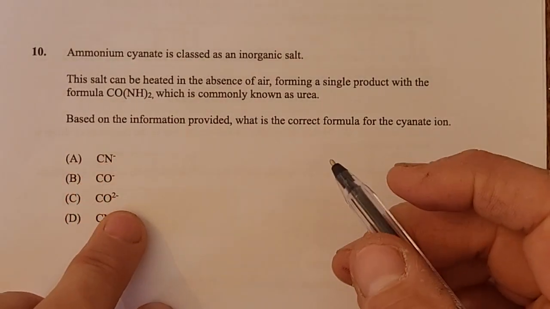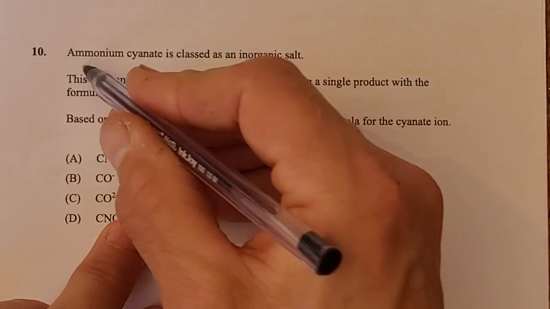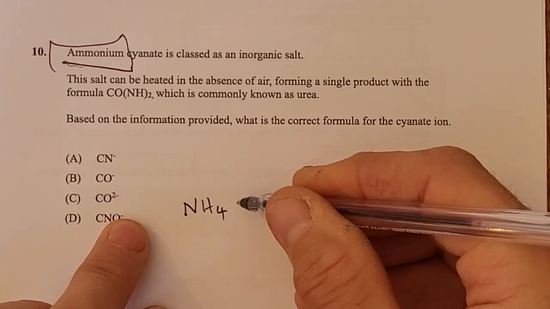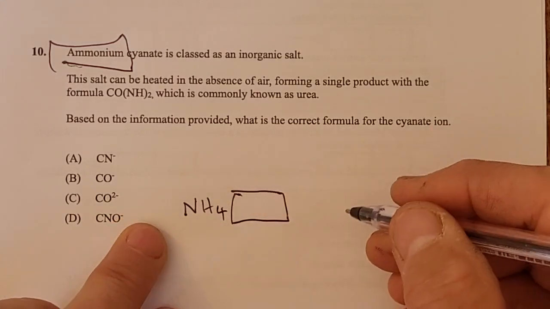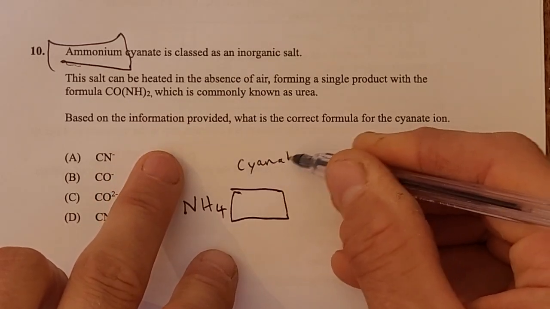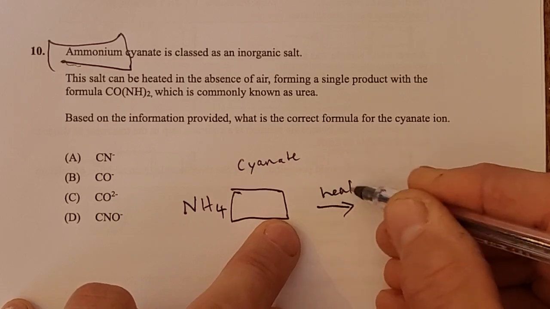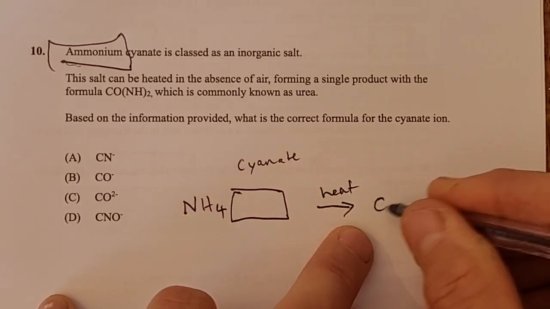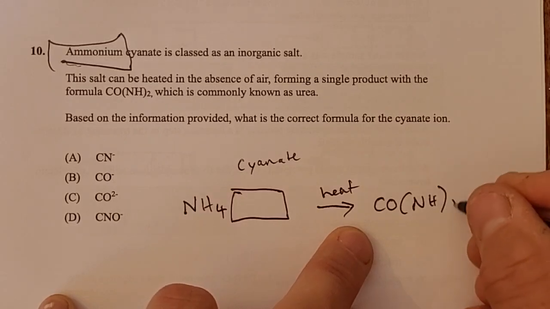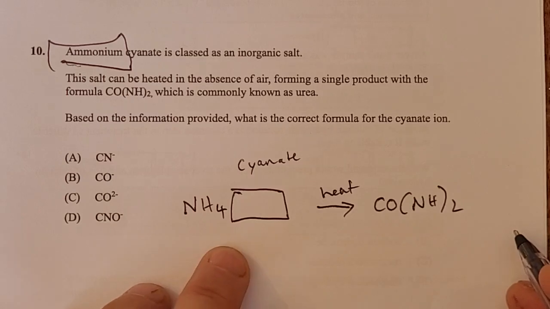Ammonium cyanate is classified as an inorganic salt. So here you need to know what ammonium is. NH4 something cyanate. You're not expected to know that, but we're going to figure out what it is because we're told with heat it decomposes into CONH, right, with that formula.